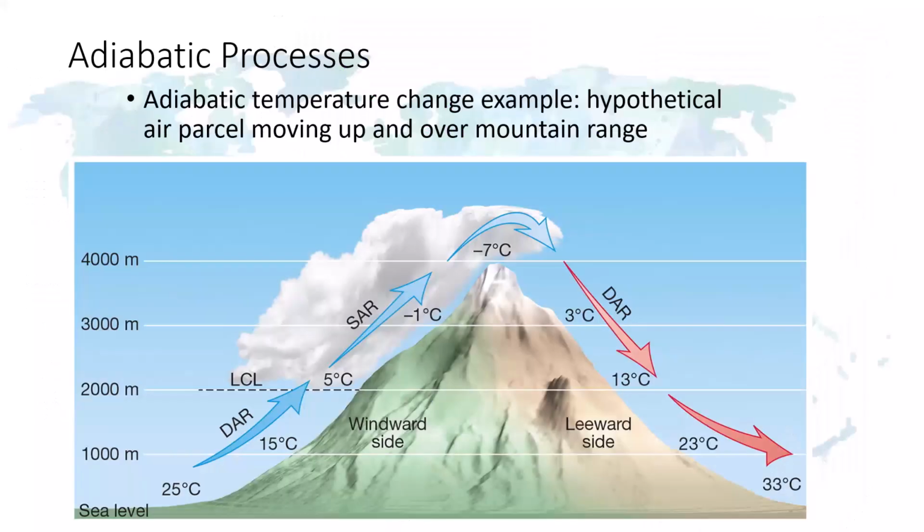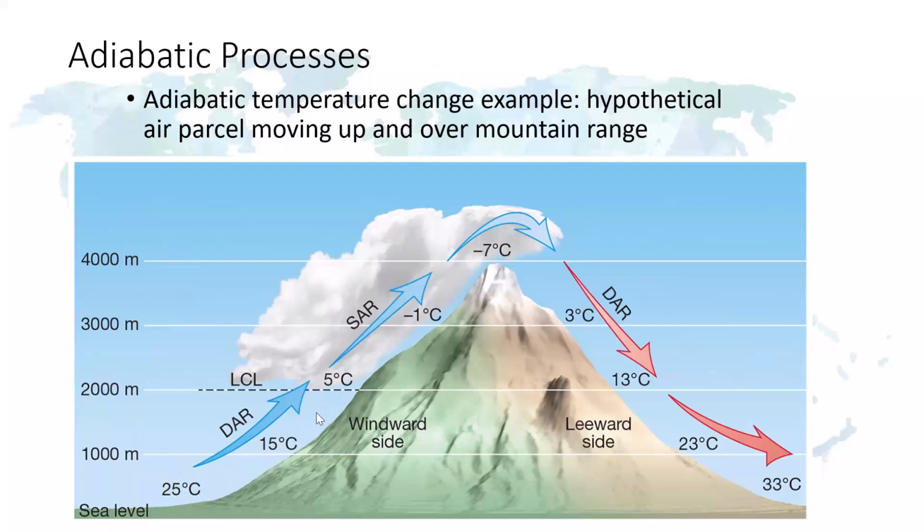And this is another really good image that tries to combine all of these different things. We have our dry adiabatic rate, our air parcel, which is being forced up in elevation because wind may be moving it over a mountain, will cool at 10 degrees for every 1,000 meters, 25 to 15.